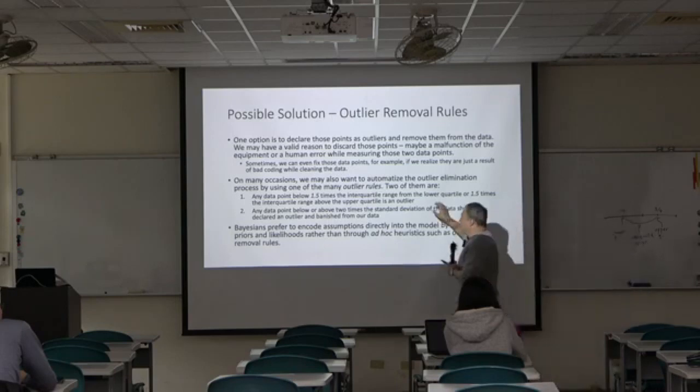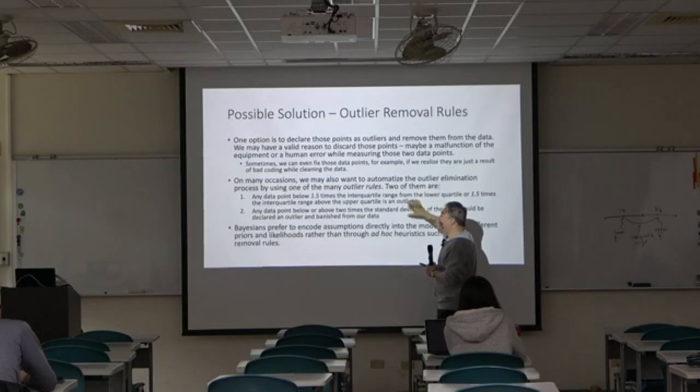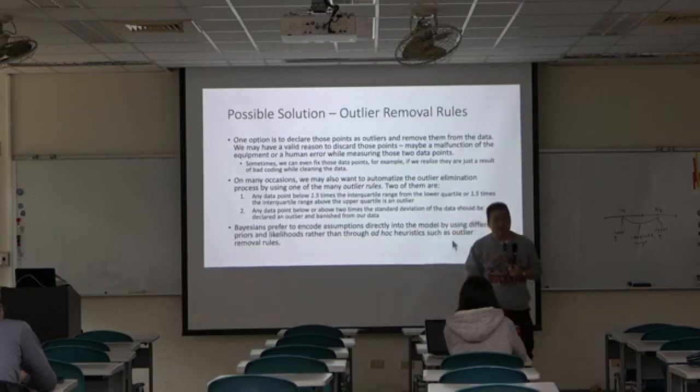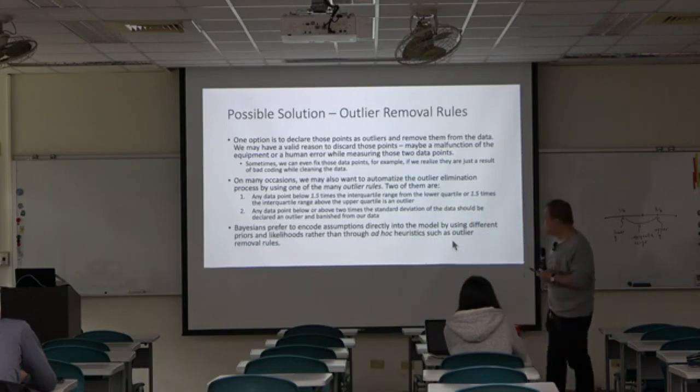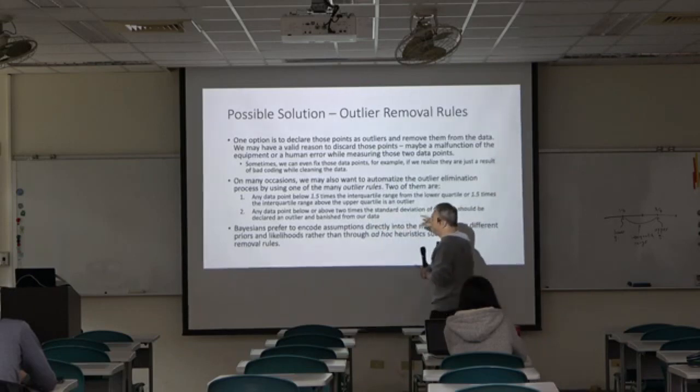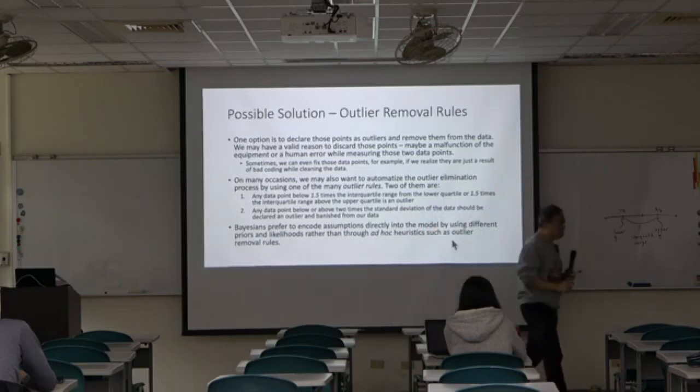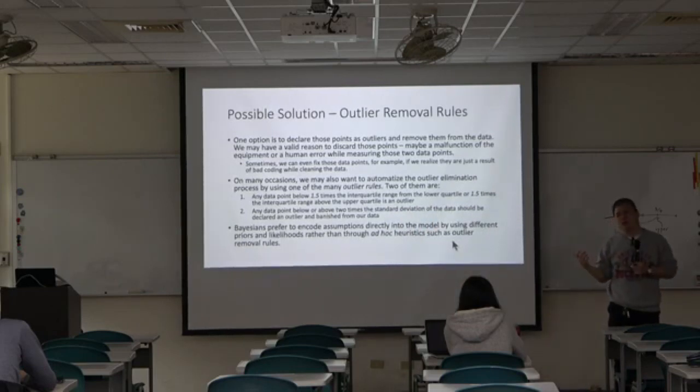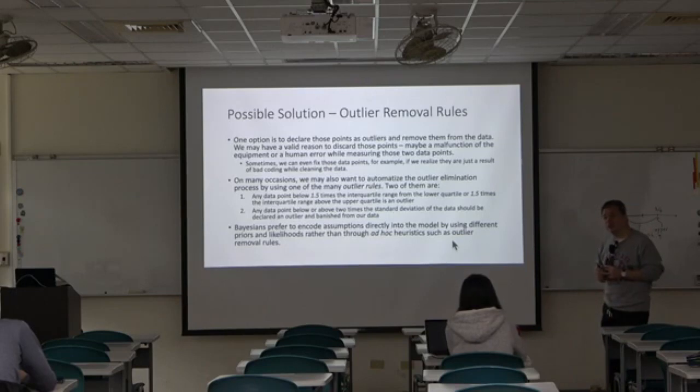The second way to get rid of outliers, these two are not applied simultaneously. You could, but normally we just pick one. So any data point below or above 2 times the standard deviation of the data, we claim them as outliers. The second one is perhaps more commonly used, to be honest with you, but both are valid.